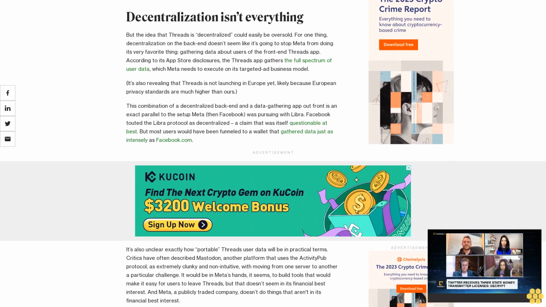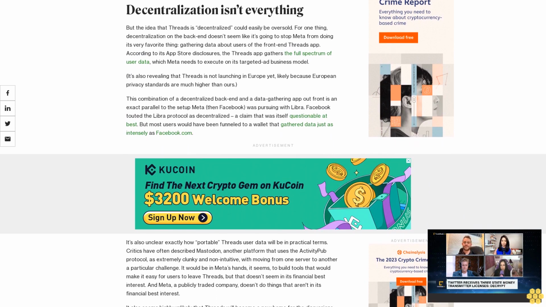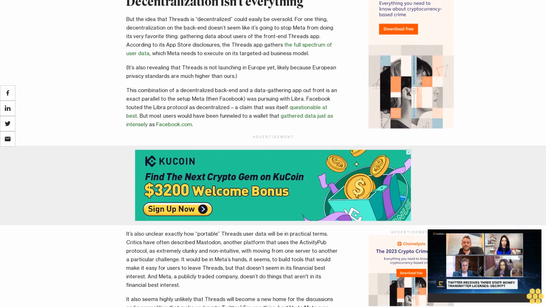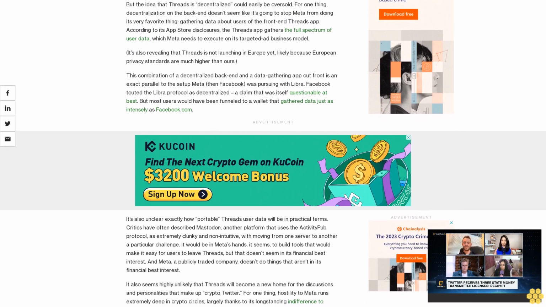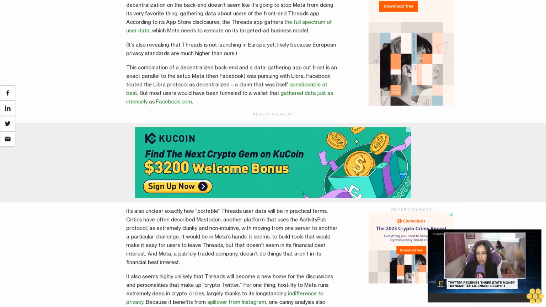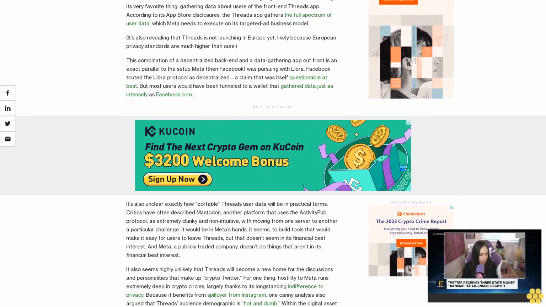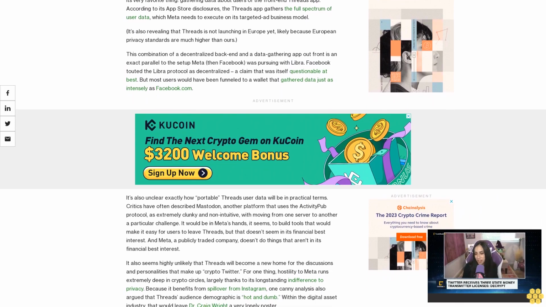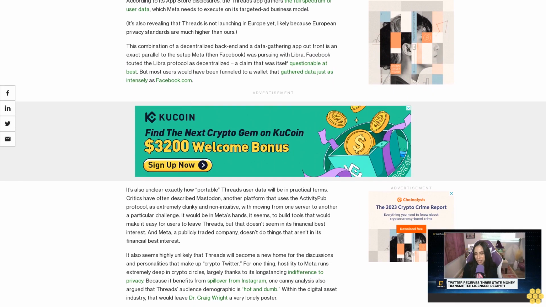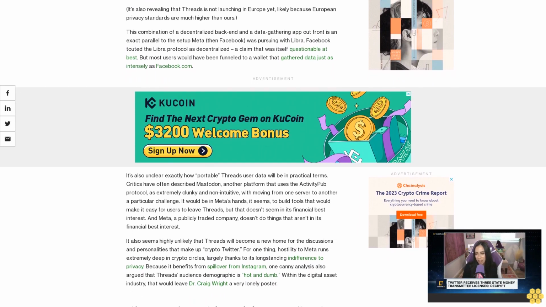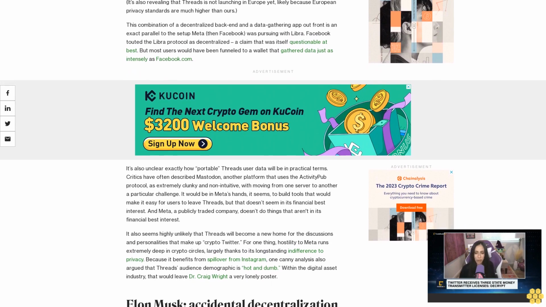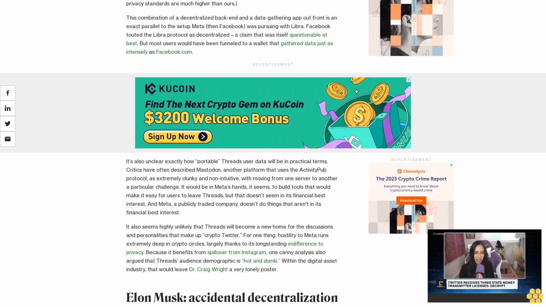It's also unclear exactly how portable Threads user data will be in practical terms. Critics have often described Mastodon, another platform that uses the ActivityPub protocol, as extremely clunky and non-intuitive, with moving from one server to another a particular challenge. It would be in Meta's hands, it seems, to build tools that would make it easy for users to leave Threads, but that doesn't seem in its financial best interest. And Meta, a publicly traded company, doesn't do things that aren't in its financial best interest.